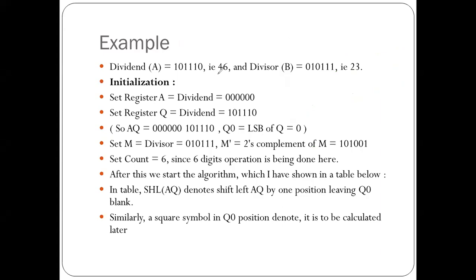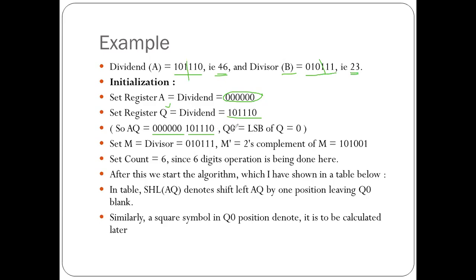See, here my dividend is 46. I have taken simple values: 46 is 101110, and the divisor is 010111, that is 23. Right? Since the number of digits here is 6 and 6 here, the upper 6 bits dedicated for A are 0. We have only 6 valid bits, so they will be loaded in the Q register itself. AQ forms your dividend, right? So the upper 6 bits are 0, only the lower bits are allocated, enough for loading your dividend.